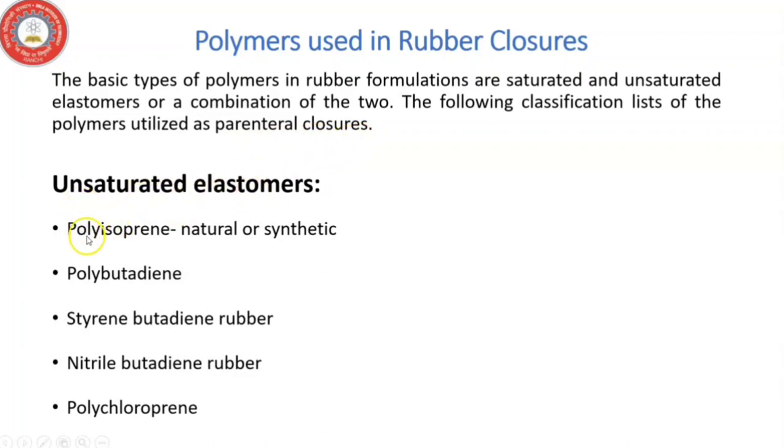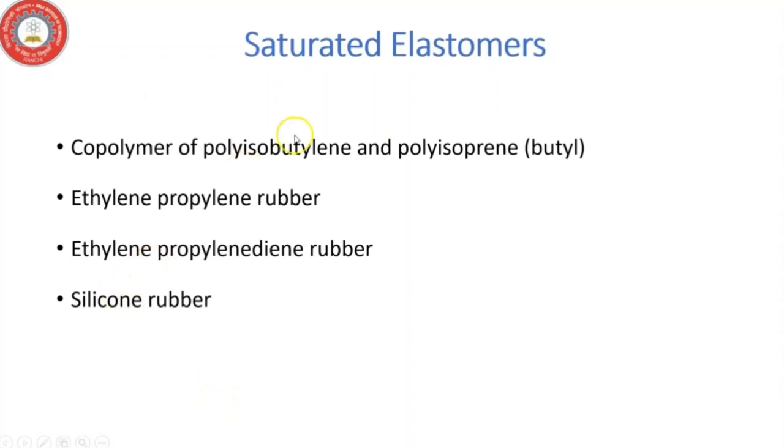Unsaturated elastomers: polyisoprene, natural or synthetic, polybutadiene, styrene butadiene rubber, nitrile butadiene rubber, polychloroprene rubber. So saturated elastomers are copolymer of polyisobutylene and polyisoprene, ethylene propylene rubber, ethylene propylene diene rubber, silicone rubber.